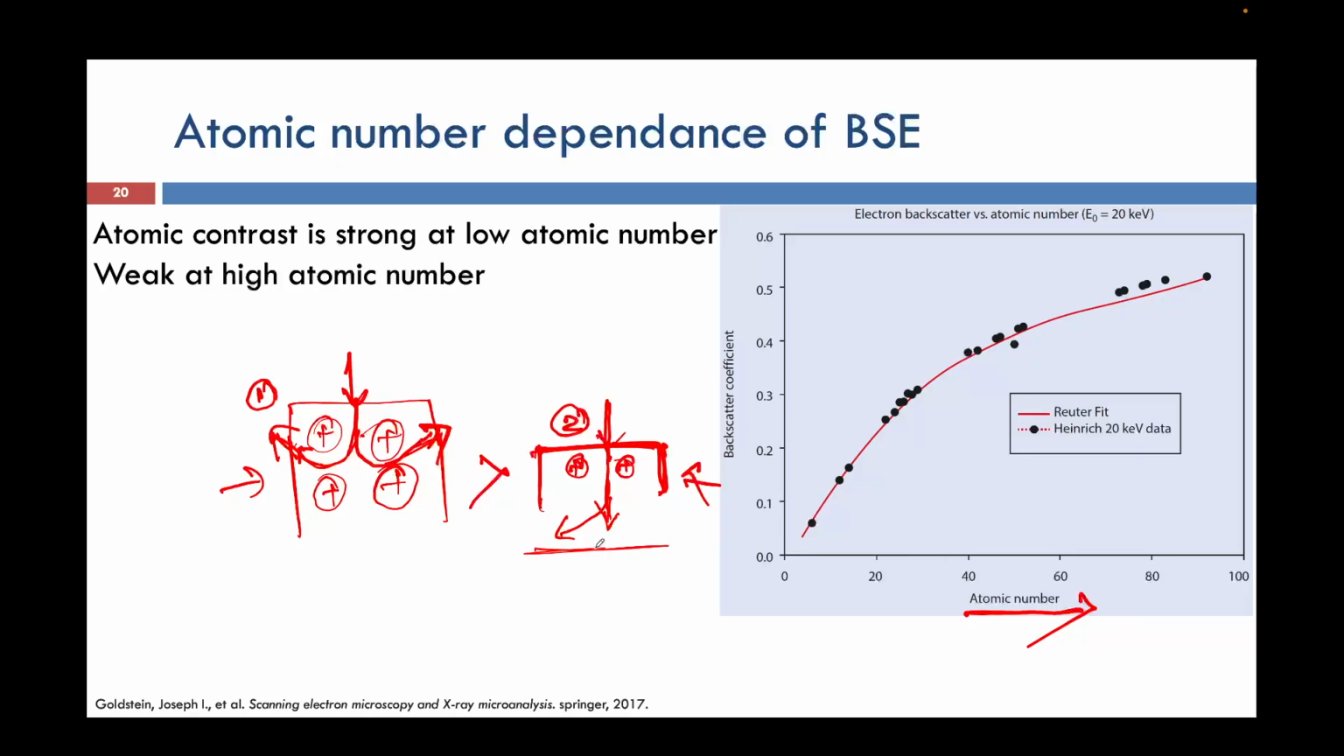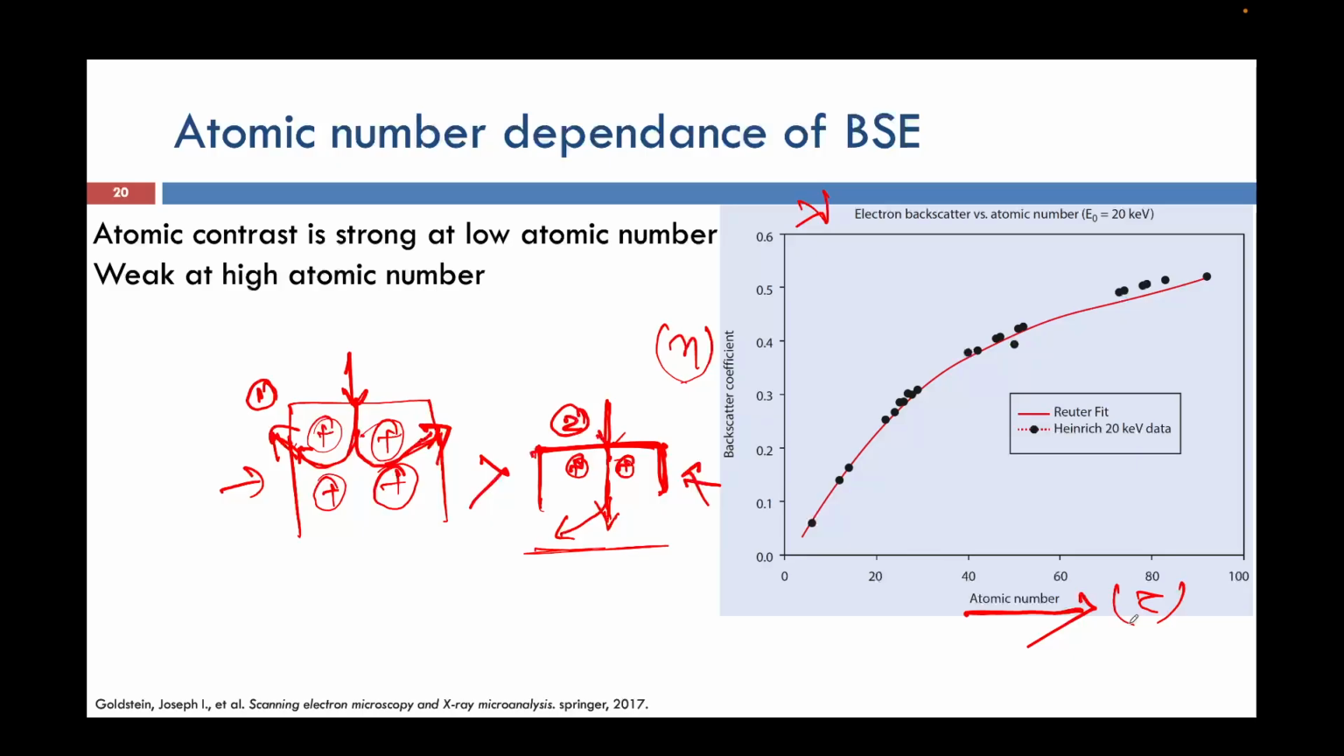So that is why the contrast which will come from an element with a higher atomic number is far larger than the contrast which will come from an element with a lower atomic number. However, if you look at this curve, this is the backscatter eta curve, eta versus atomic number Z.